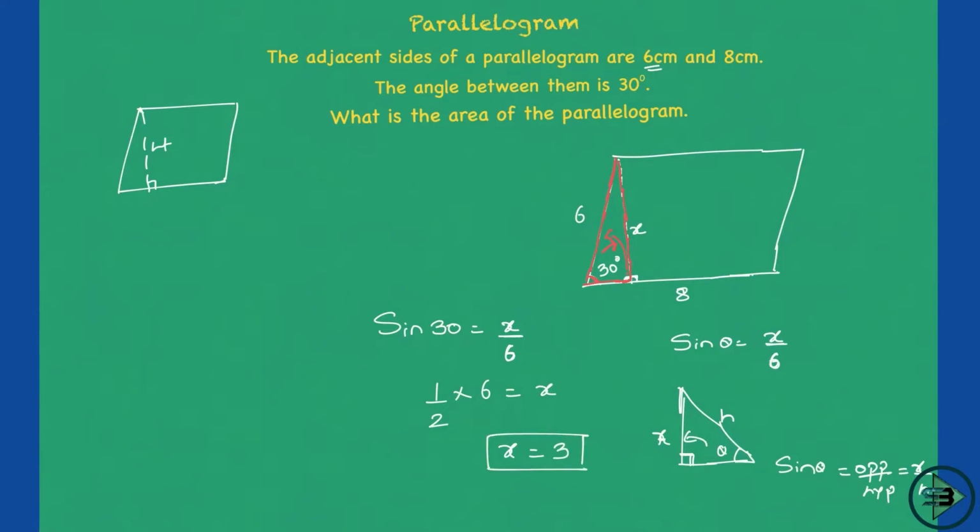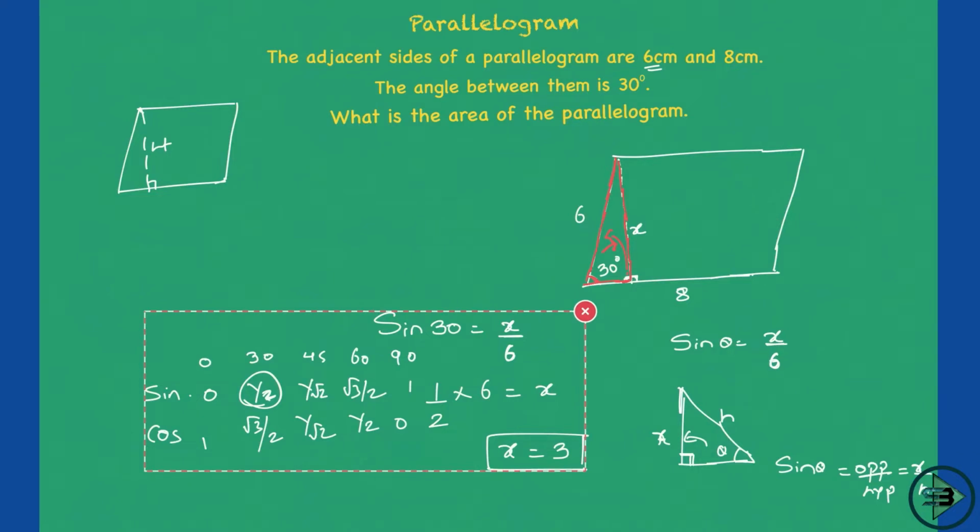In case you are wondering where I got this value, you should know this table as well. Sine and cos for 0, 30, 45, 60 and 90. From this table I know sine 30 is equal to half, which is equal to cos 60, which is half. Cos 30 is root 3 by 2. This is 0, this is 1, and both are 1 by root 2 here. So from this I get the value of sine 30, which is half. This is what I substituted here to reach my answer. I hope you are getting this part.